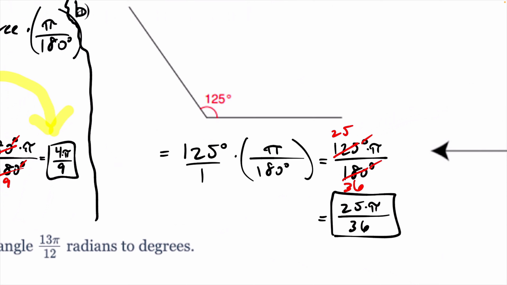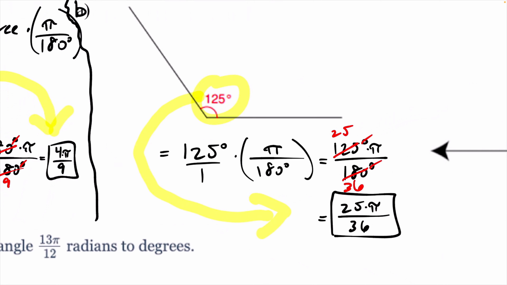So 125 degrees is the same as 25 pi over 36. They're exactly the same. It's like 0 degrees Celsius and 32 degrees Fahrenheit. They're exactly the same. It's like, here's $1 and here's $1's worth of euros, or here's $1 worth of pounds, or whatever different countries use, right? It's the same thing, worth the same value.